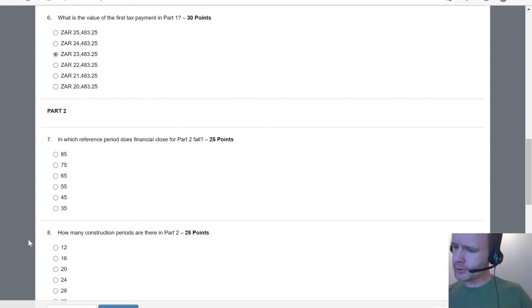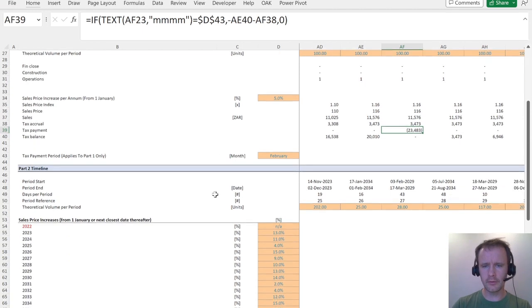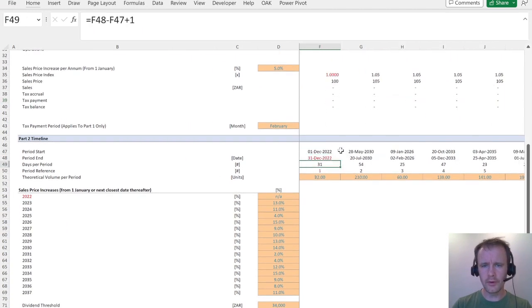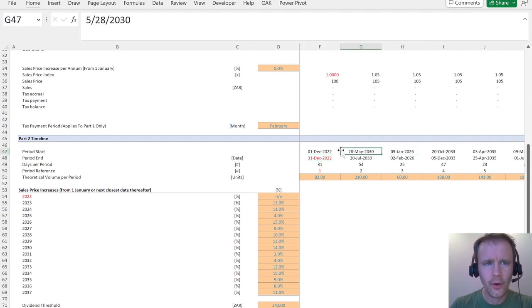Timeline is provided also with period start and end dates, days per period, and a period reference number. But the dates do not flow in order and do not follow consistent increments. What on earth are you talking about? Not in order? They are not in order. Why would you ever do this?